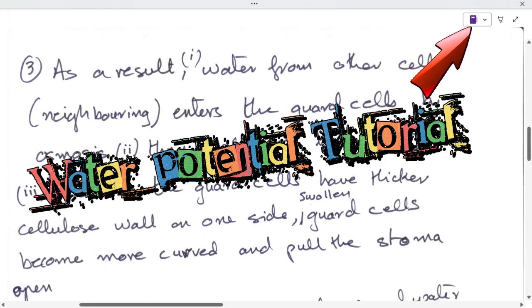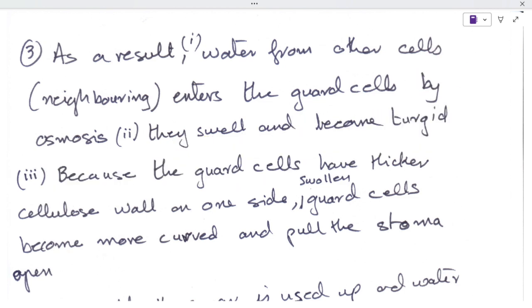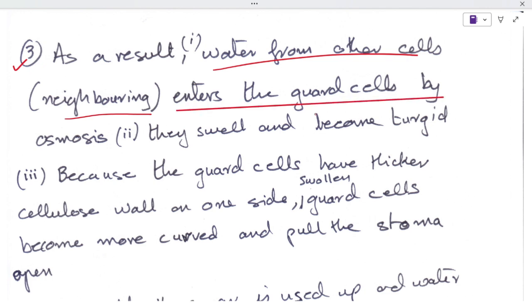Now I hope you remember the water potential which I have discussed earlier. Water potential, you know that it is the amount of water in the cell. If there is less water in the cell, its potential lowers. So as a result, when the water potential in the guard cells decreases, water from other, neighboring cells, enters the guard cells by osmosis.